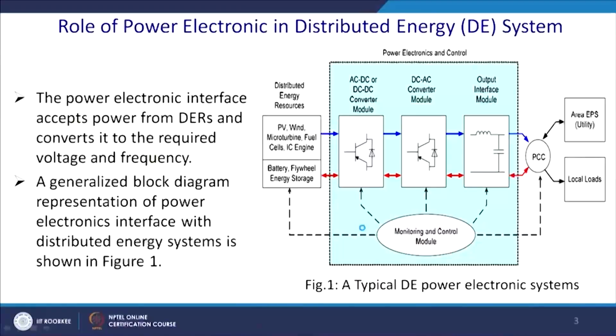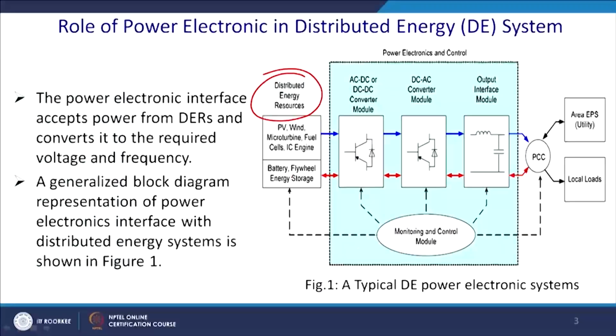Now, the role of power electronics in distributed energy system. You see, these are the distributed energy sources: solar PV or wind or micro turbine, fuel cell, it may be diesel IC engine or the battery, flywheel or any other storage devices, thermal storage devices. Then it depends: if it is wind then it is AC, if it is a battery it is DC, if it is solar it is DC. So, it can be AC to DC or DC to DC converter.